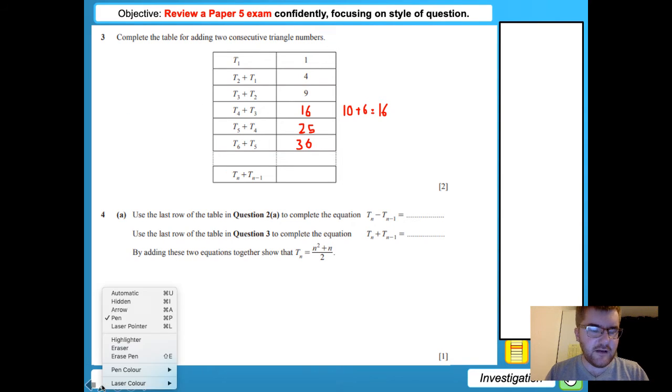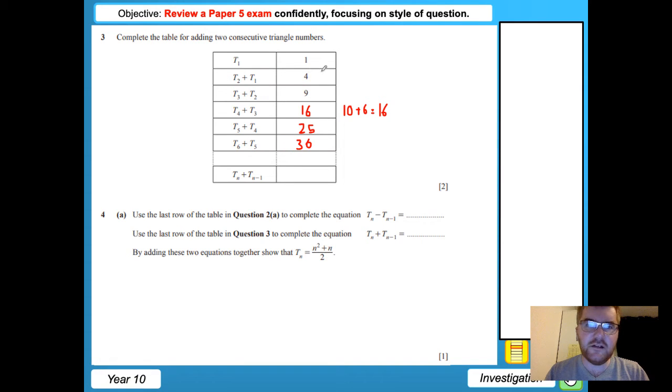So let me write in a different way of writing them. So 1 is equal to 1 squared. 4 is equal to 2 squared. 9 is equal to 3 squared. 16 is equal to 4 squared, and so on.